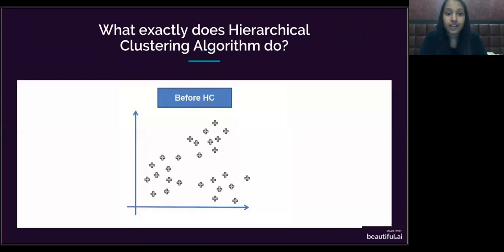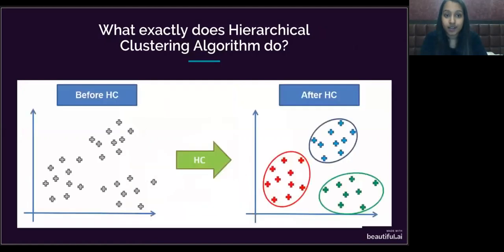Now, what exactly does a hierarchical clustering algorithm do? Basically, if we have points on a scatter plot, or data points in a two-dimensional space, and we apply hierarchical clustering, then we will get clusters exactly like this.